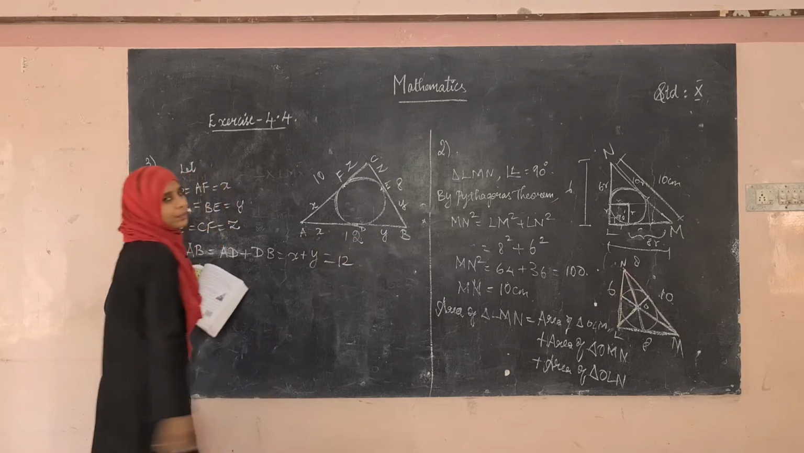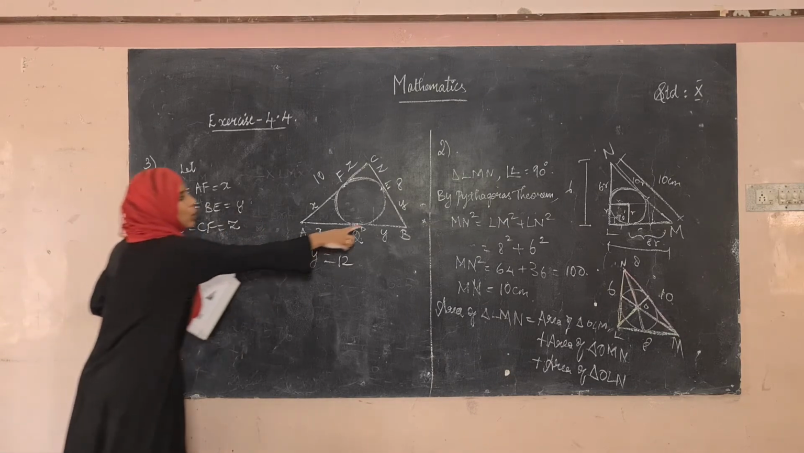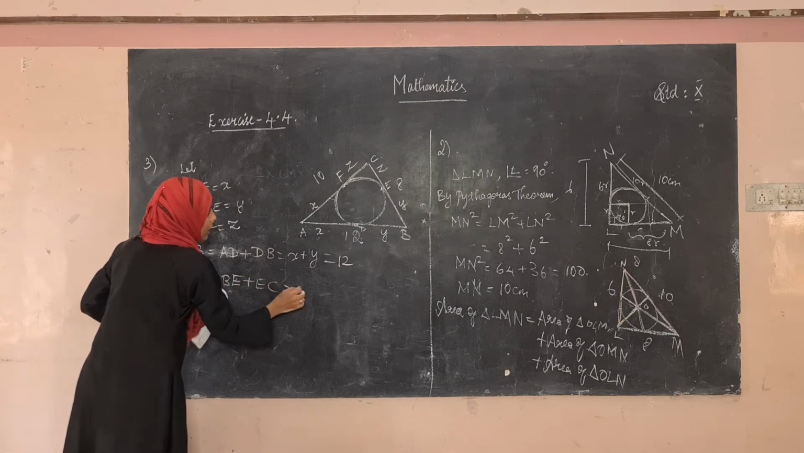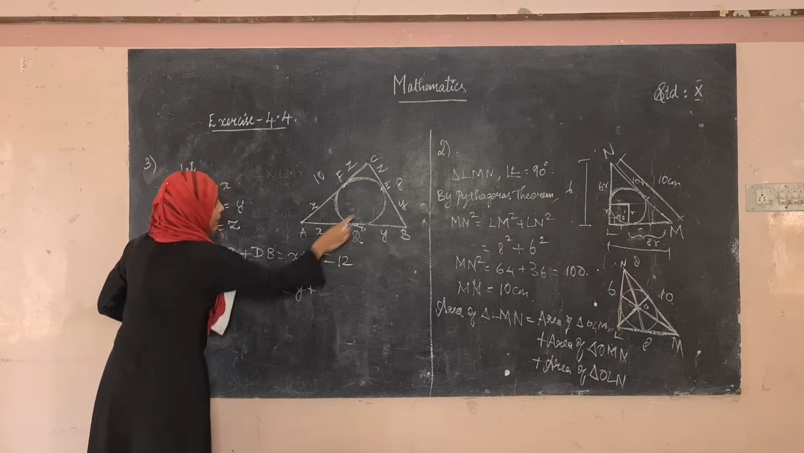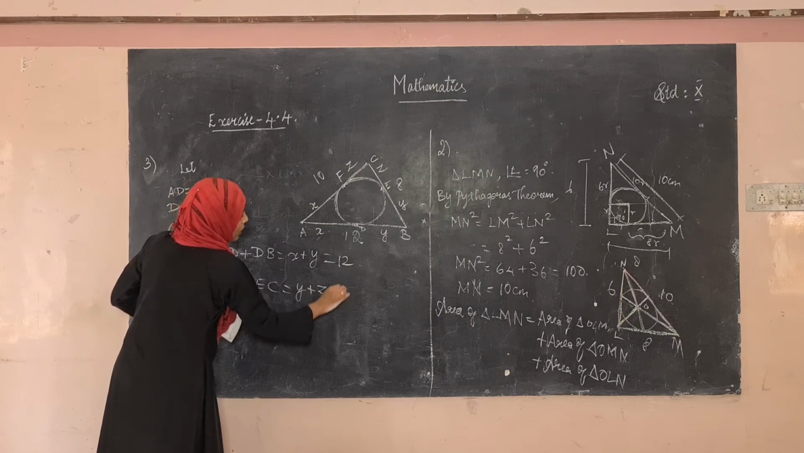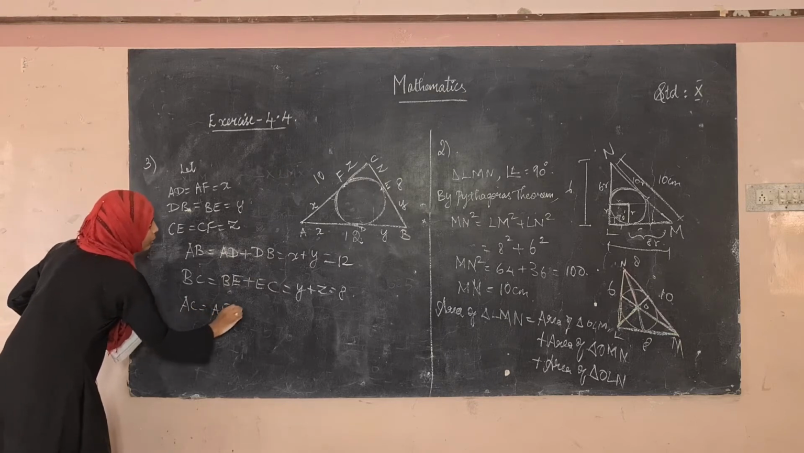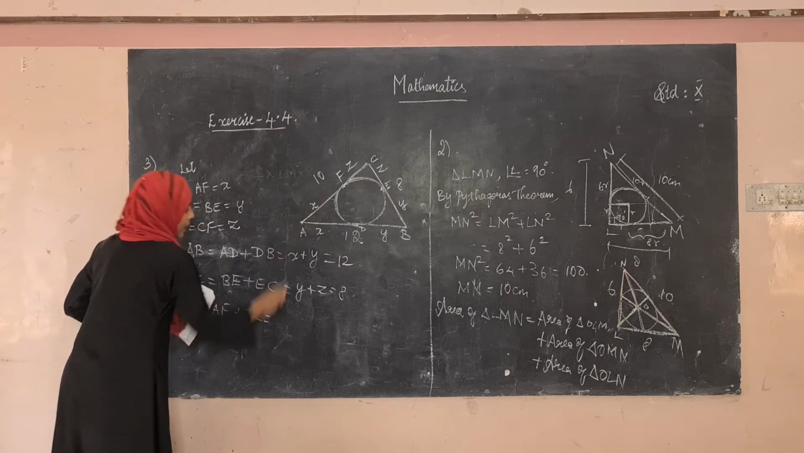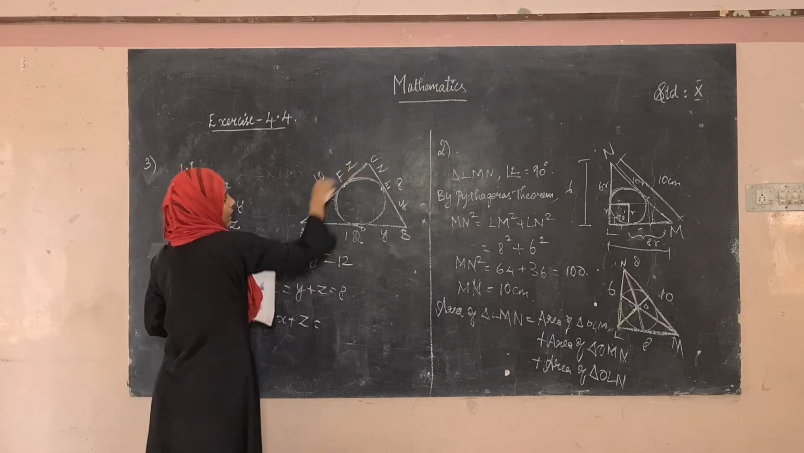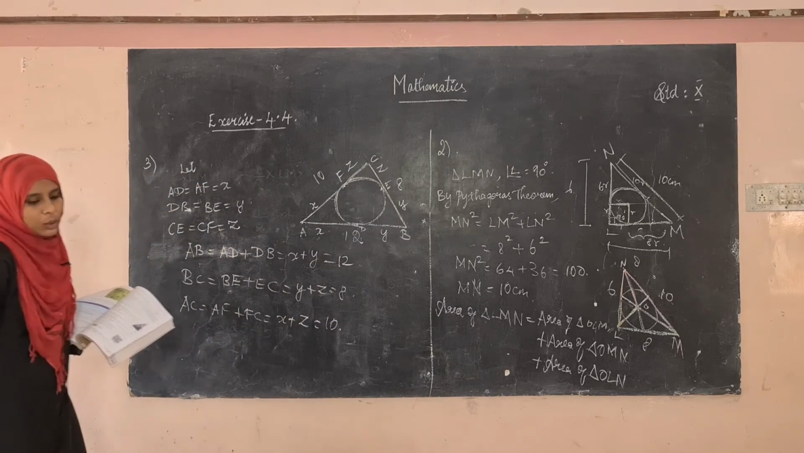Okay, and again coming to the next thing, BC. BC can be split into BE plus EC, which is equal to, what is BE? It is y, plus what is EC? It is z. So what's the value of BC? BC is equal to 8. Similarly, AC is equal to AF plus FC. What is AF? It is x plus what is FC? It is z. What is the value of AC? AC is equal to 10.